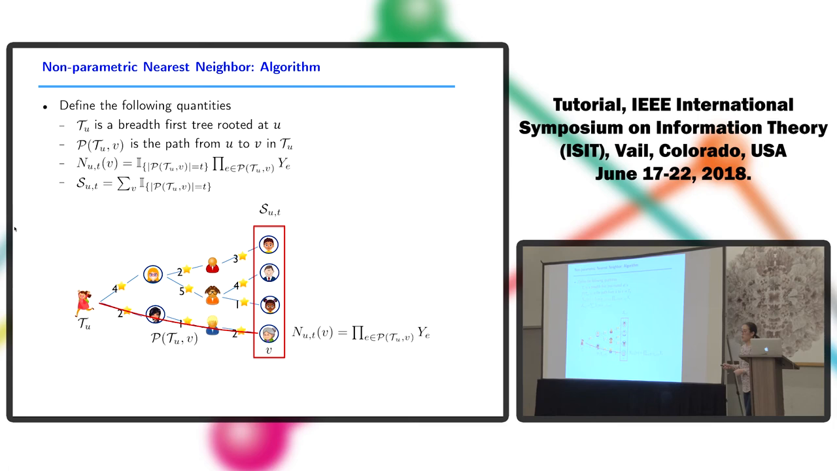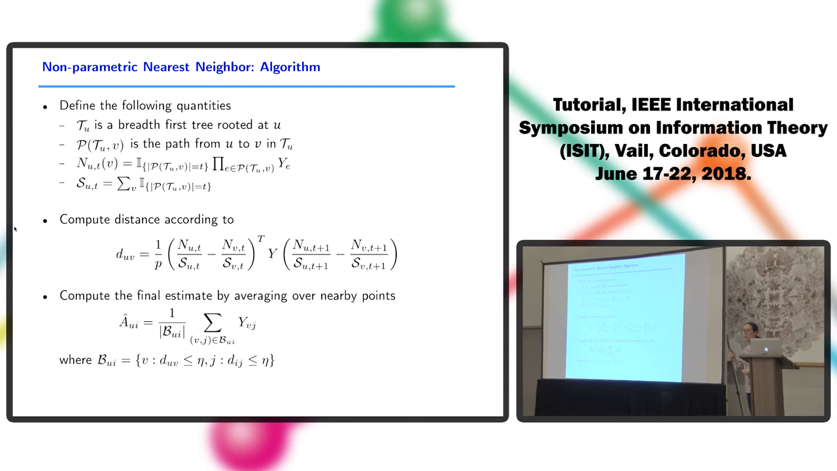And now, once I've defined these quantities, the way I actually compute distance in the algorithm is to compute this thing that looks kind of like an inner product, where Y is our data matrix. These two pieces on the left and right are simply the distance T boundaries of U and V, and here the distance T plus one boundaries of U and V. And so this kind of approximates this picture here.